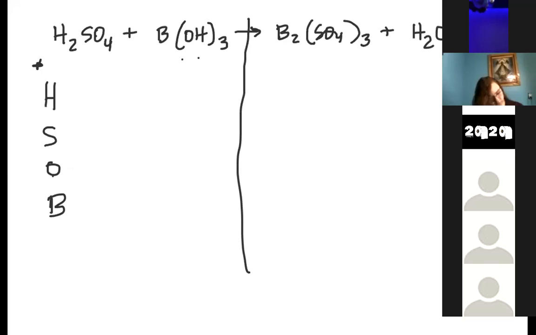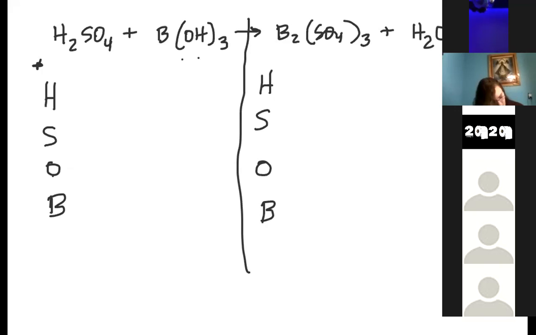I'm going to go to the right side just to make sure I didn't mess up anything, and I'm going to say there's a B, there's a B, there's an S, there's an S, there's an O, there's an O, there's an H, there's an H, there's an O. I already have it listed, so that's my starting point of my inventory.